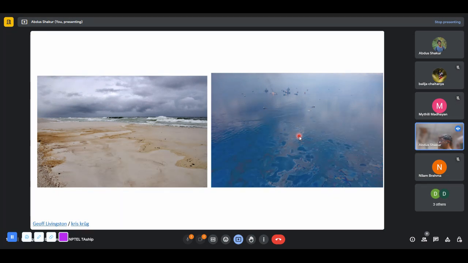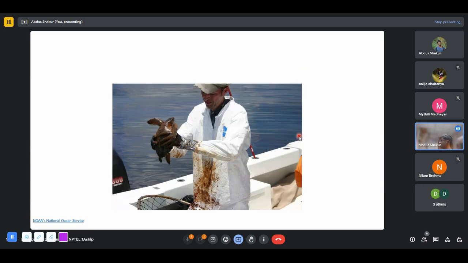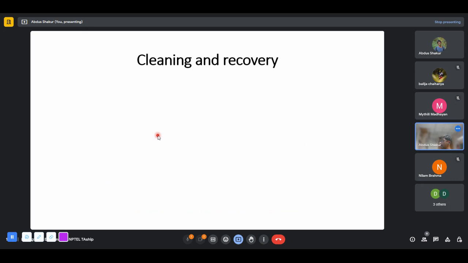So yeah, this was such a huge village, and then eventually all the wildlife caught up with this oil, and then they were affected. Like for instance, this green sea turtle is entirely smeared in oil. So even birds. So what did the people do to clean and recover from this oil spill?